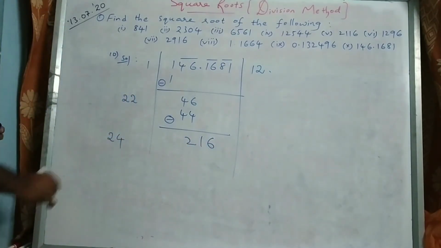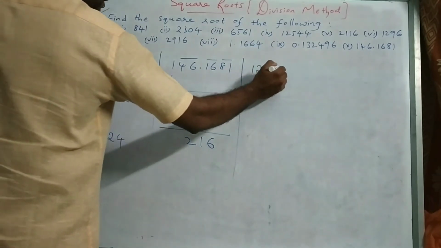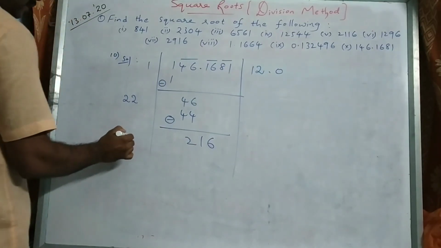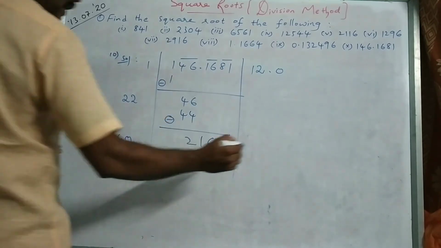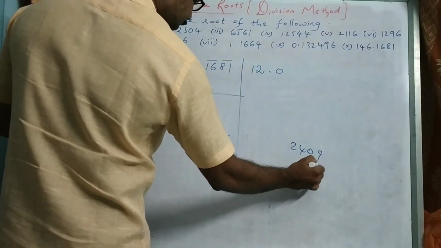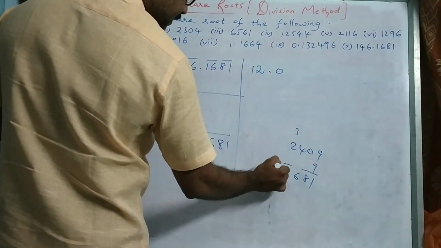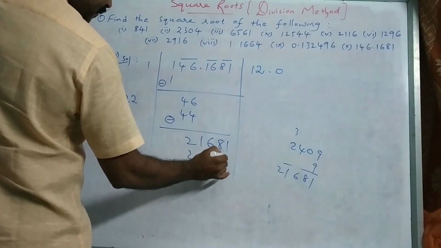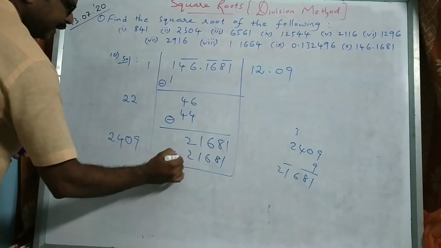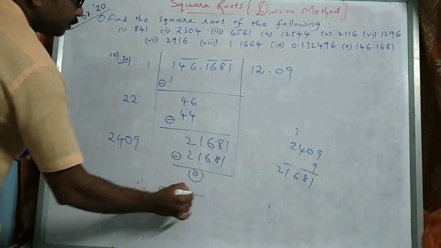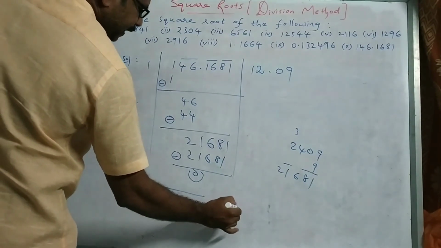This 2 double is 4. 2 plus 2, 4. Now whatever we write here, it is more than that. So I will keep 1 0 here, 1 0 here. Then we are eligible to bring one more pair here. Since the last digit is 1, 2 4 0 9 is possible, I think so. 9 9s are 81, 9 4s are 36, 9 2s are 18 plus 3, 21. Remainder 0. So the square root of 146.1681 equals 12.09.